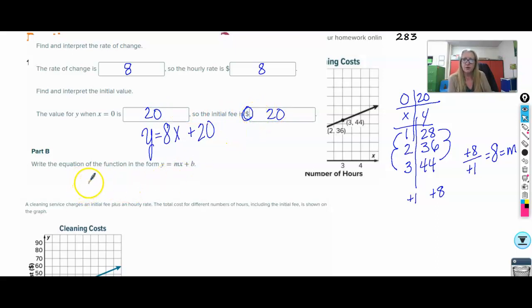Now down here they want the equation in the form y equals mx plus b. So here's where you would type y equals 8x plus 20. And that's number 1.